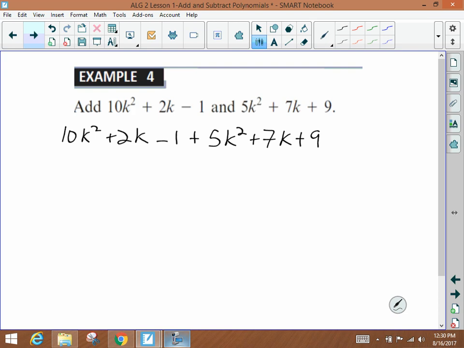There we go. That's an expression that we can work with. Let's find our like terms. All right. 10k squared and 5k squared can add together, and that's going to give me 15k squared. 2k and 7k are like terms, so I can add those, and that's going to give me 9k. Negative 1 plus 9 is going to be 8. That's our final answer. There are no more like terms that I could add in that particular expression.